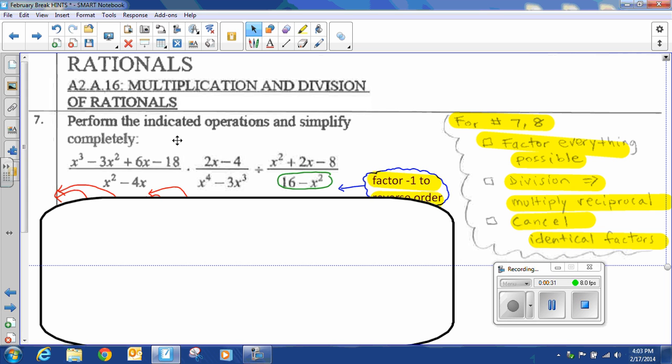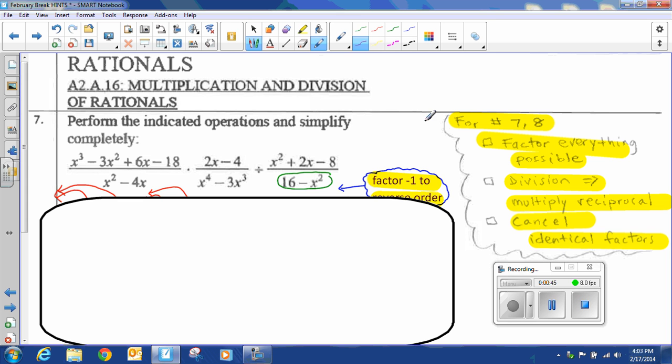Number 7, you have to perform the operations. As you can see, multiplication here, division here, and then we need to simplify. So there's a lot going on here, and that's why I've sort of helped you along with this one. So factor everything possible. If you remember all your factoring methods, there's factoring by grouping, there's greatest common factor, GCF extraction, there's factoring trinomials, and finally there's factoring difference of squares. So let's take a look.